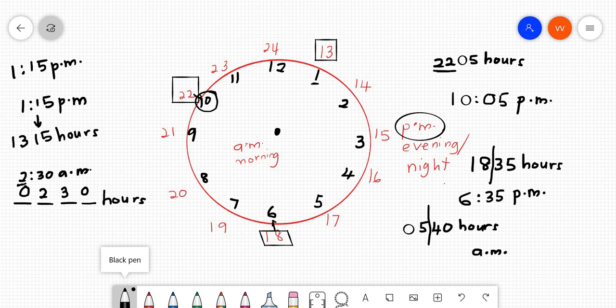So, when you write AM, it will show you 5. It will be inside the clock. The number 5 is inside the clock. So, it will remain as 5. And then you have to put the colon symbol followed by the minutes 40. So, 5:40 AM. This is how to convert 24-hour system in the morning to 12-hour system.